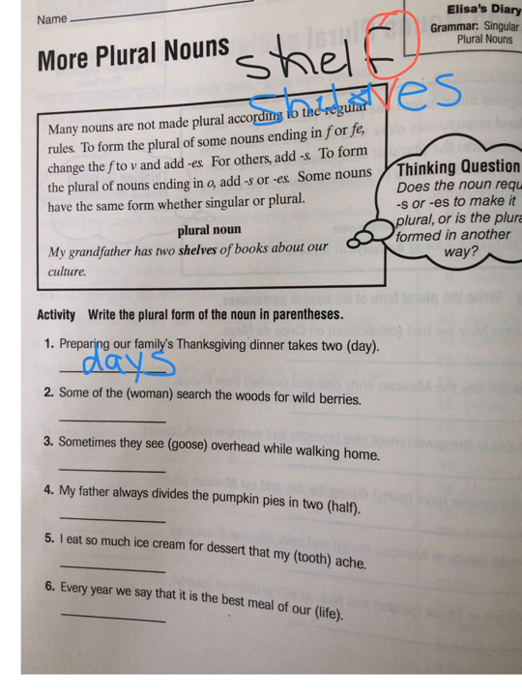Now let's look at the next one. Some of the women searched the woods for wild berries. Alright, we've noticed that we're doing the plural of woman. Well, in order to do the plural of woman, if we break it apart, we know that it would be W-O, and we know that the plural of man is men, so instead of woman, it would be women. It's one of those very irregular nouns when you make plural.